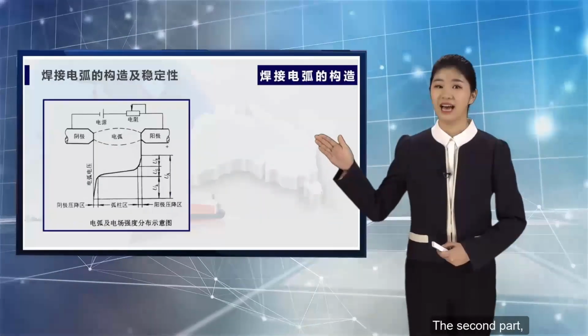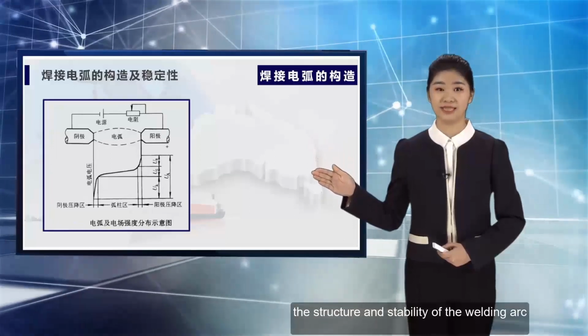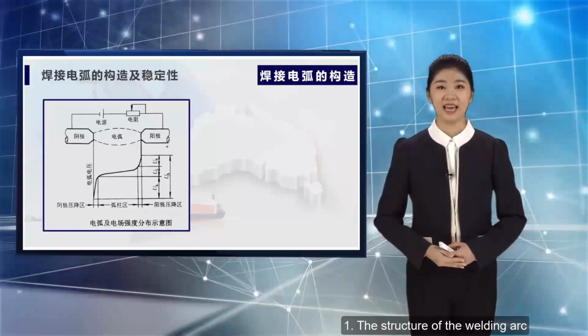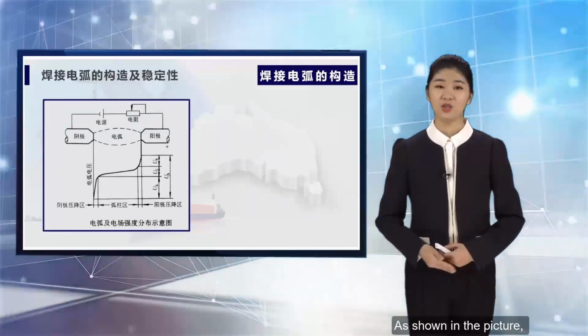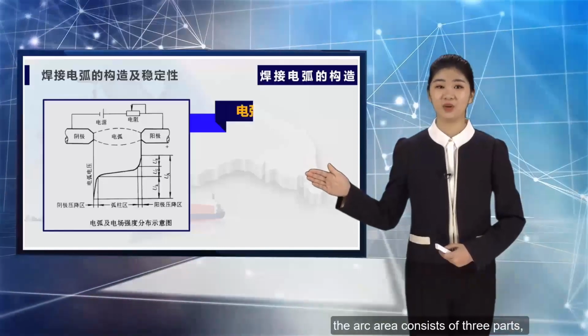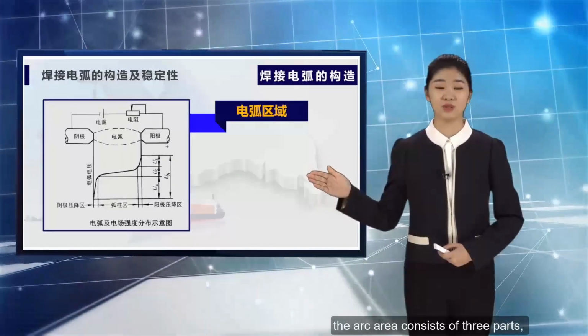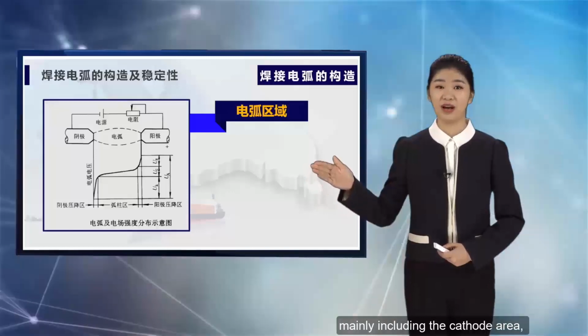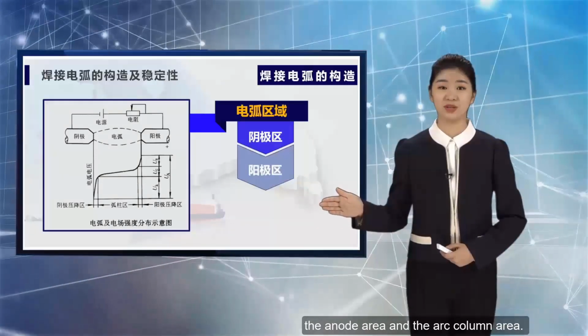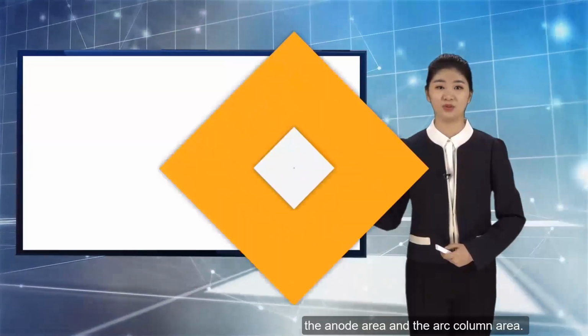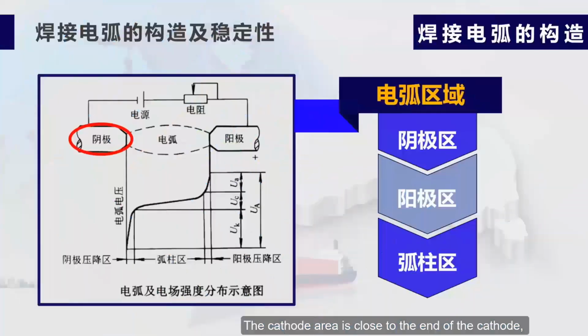The second part, the structure and stability of the welding arc. 1. The structure of the welding arc is shown in the picture. The arc area consists of three parts, mainly including the cathode area, the anode area and the arc column area. The cathode area is close to the end of the cathode, and the electric field strength is very large, which is the main reason for the field emission.